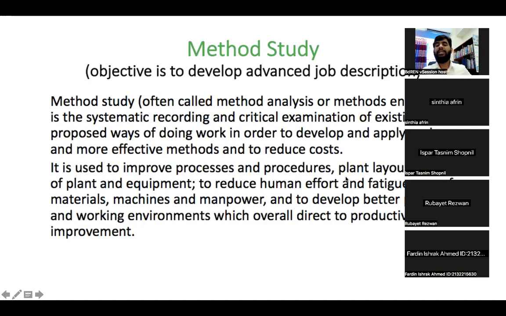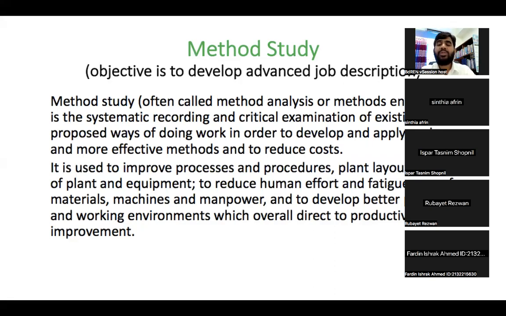Yes, sir. Cynthia, yes. Can you hear me? Yes, sir. So what are we going with? We are dealing with method study, how we can reveal a better method.